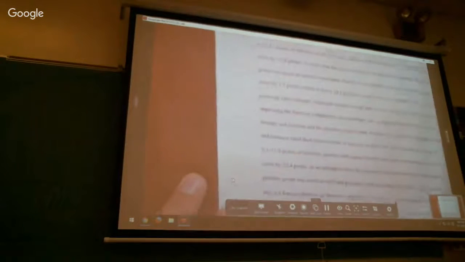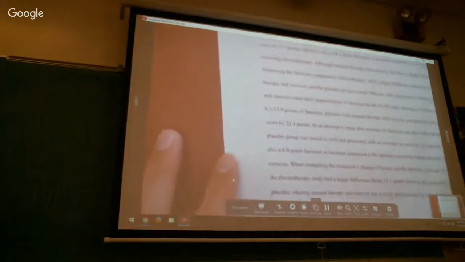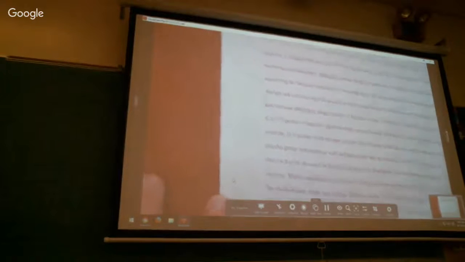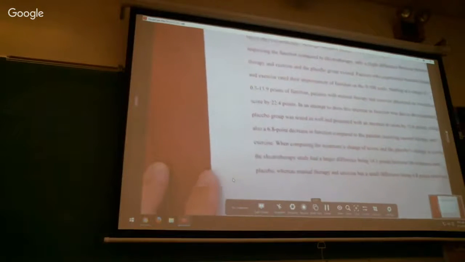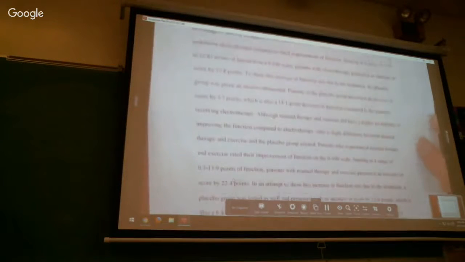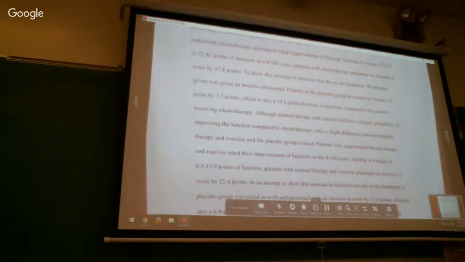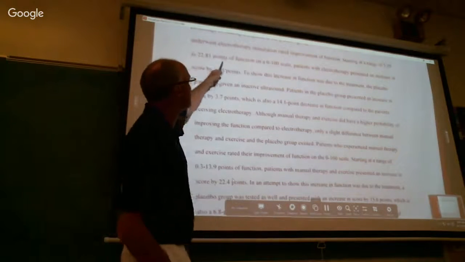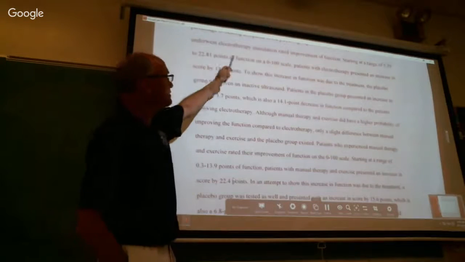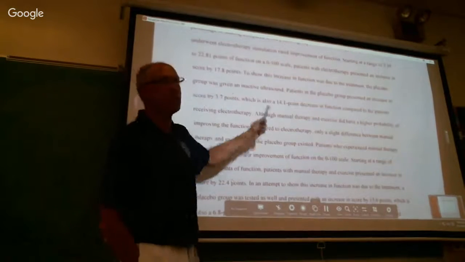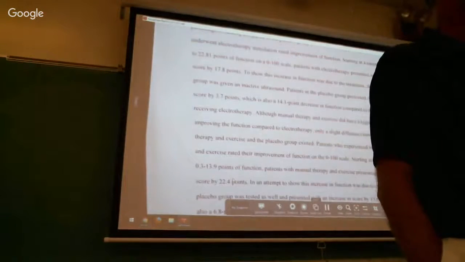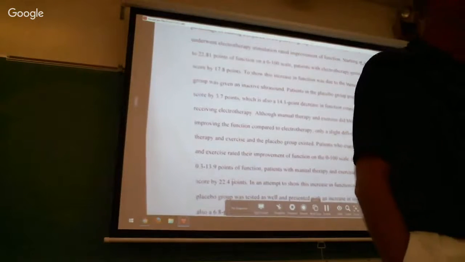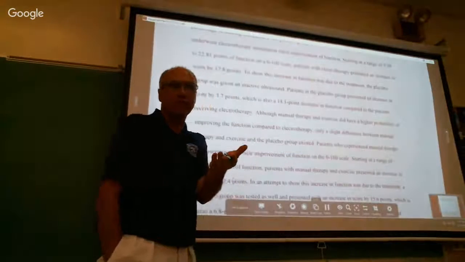So let's just take a quick look at her paragraph here about electric therapy, patients who underwent, okay, improved function. So she's going to start dealing with function here in her first paragraph. Starting in a range of 5 to 22 points of function on a 100-point scale, patients with electric therapy presented an increase of 17 points. And I'm going to say to myself, that's minimal, right? They're way down there on the disability scale, and they're climbing up slowly.